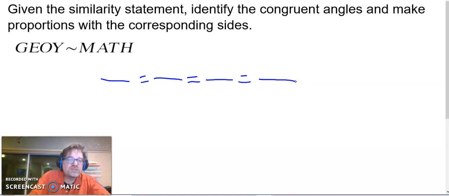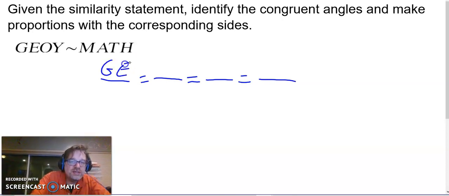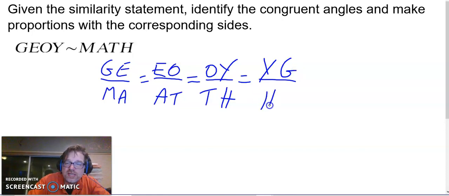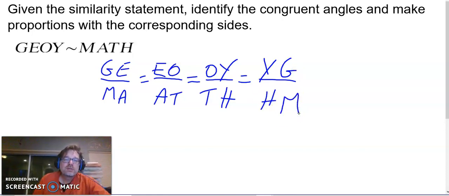So we always write it left to right, left on top, right on bottom. So GE is my first side, that goes over MA. And then I've got EO over AT. Then EY, notice I start with the letter I left off with on the one before it, TH. And then I wrap around. Y goes back to G and H goes back to M. All those fractions are equal to each other. So what we're going to end up doing is we're going to pick two and work with just those two.